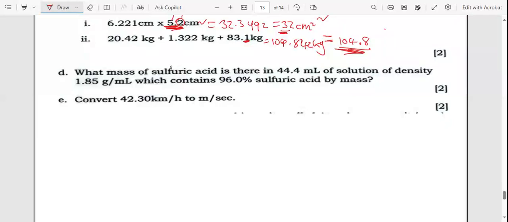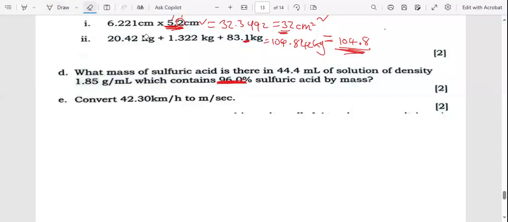So if we are talking, what mass of sulfuric acid is there in 44.4 milliliters of solution of density 1.58 grams per milliliter. I'm sorry, I'm tired. This is Rohan. So which contains 96 percent. So they have specified now with the mass that we get, we need to express in this form of percent, which is 96, and get a value.